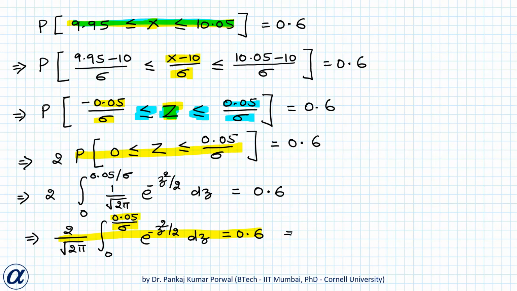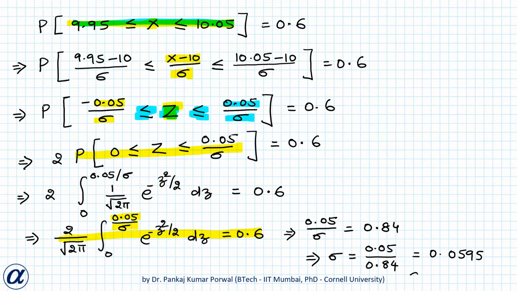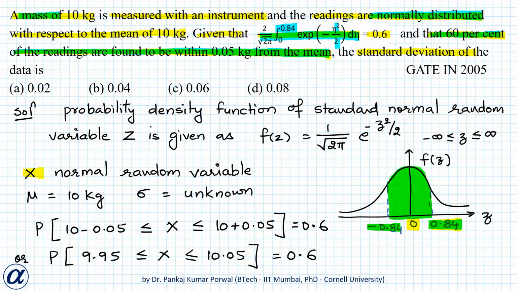So this implies 0.05 upon sigma is equal to 0.84. So this gives me sigma equals 0.05 upon 0.84, and that is equal to 0.0595, and that is approximately equal to 0.06. So our option C is correct.